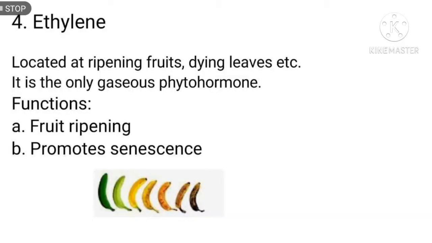Our next hormone is ethylene. The primary function of ethylene is to promote fruit ripening. It also promotes senescence, that is aging of the plant. Ethylene is the only gaseous phytohormone.